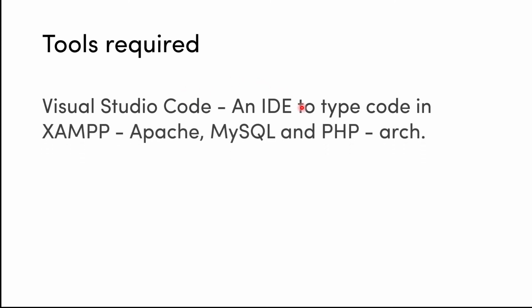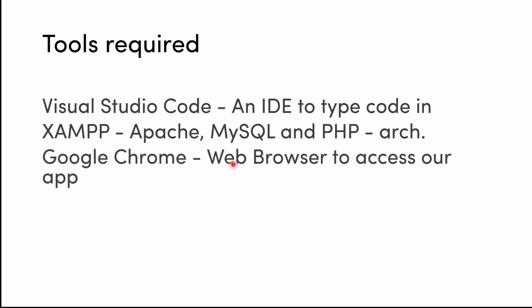After that, we are going to need XAMPP. X stands for multi-platform, that's Windows, Mac, and Ubuntu. A stands for Apache. M stands for MySQL. One of the two P's stands for PHP, and the other P stands for Perl. But for this particular project, what we need is Apache, MySQL, and PHP. Next, we need a web browser to access our app. So that is pretty much it.